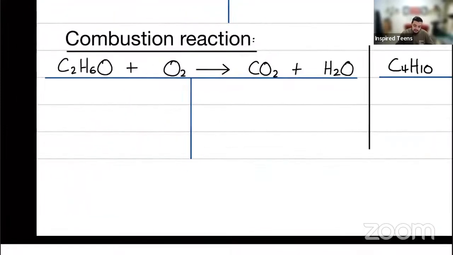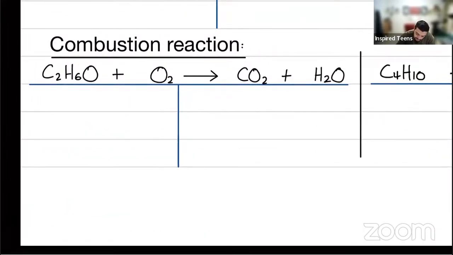So let's balance this. What you should know is that in a combustion reaction, you only have C, H, and O, and that is the order in which you should balance them. You should balance carbons first, then hydrogens, then oxygens, because we're always adding oxygen and it's on its own.